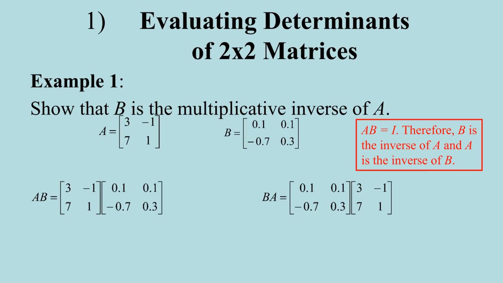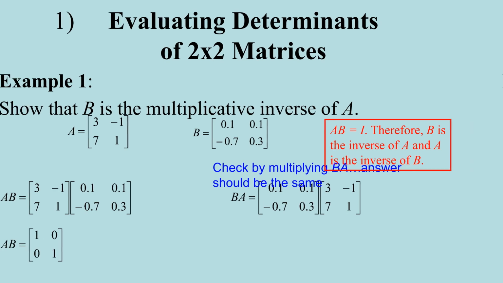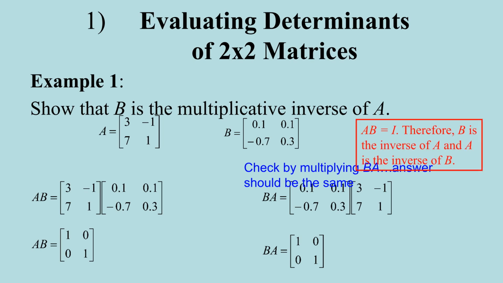The product AB resulted in the identity matrix. To verify, we could also multiply BA, and the result should be the same, the identity matrix I. When we multiply B by A, the result is also the identity matrix I. Since both AB and BA equal I, A and B are confirmed inverses.